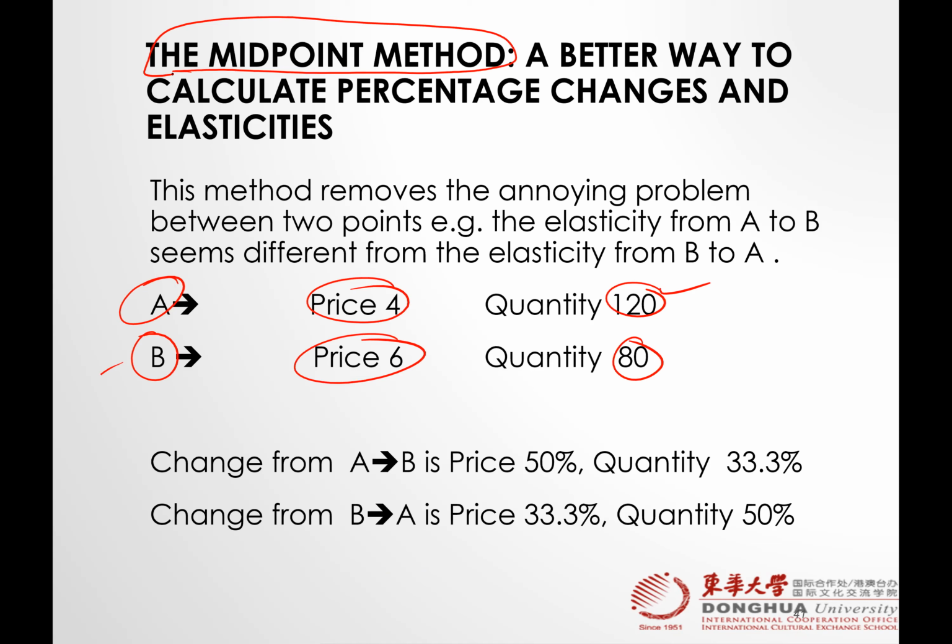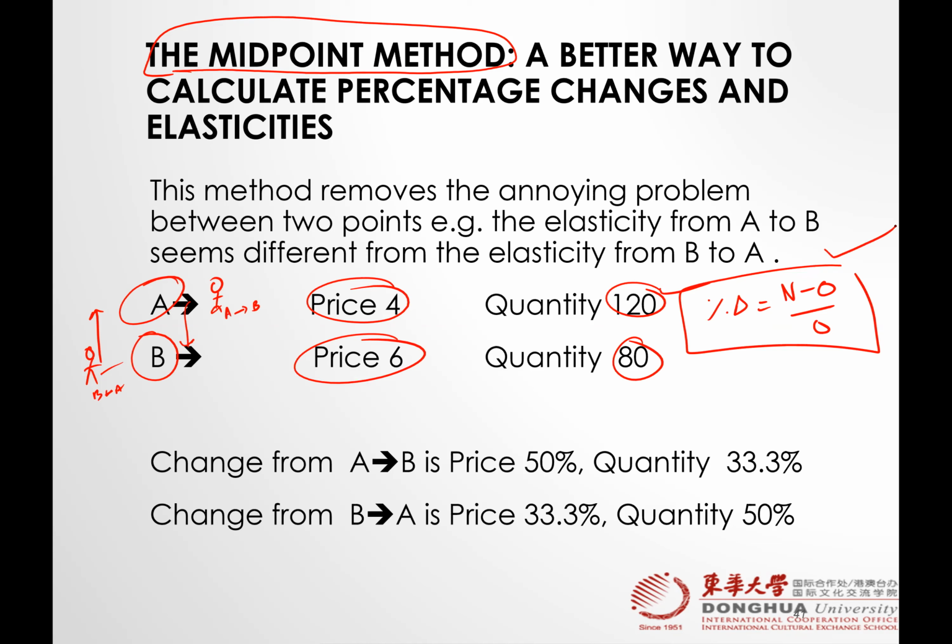But let's understand the potential flaw in this formula. When we calculate percentage change, it is new minus old divided by old. So ideally, if we want to calculate elasticity from A to B, the answer should be equal whether you are on point A or on point B. The elasticity should be the same, either from A to B or from B to A. But in this case, it's not.